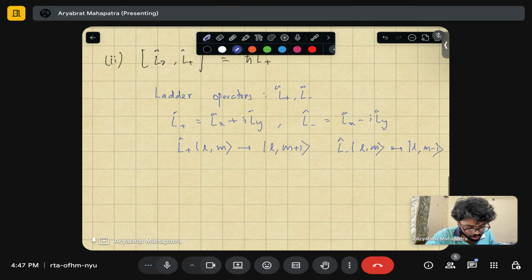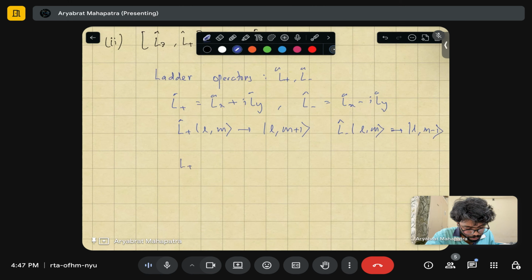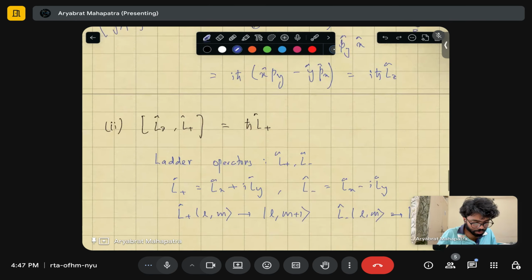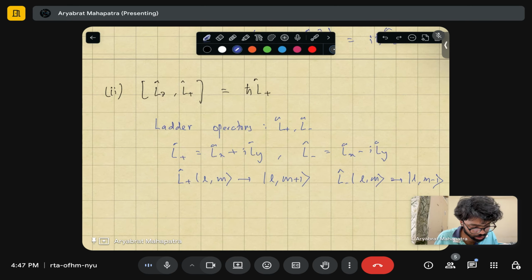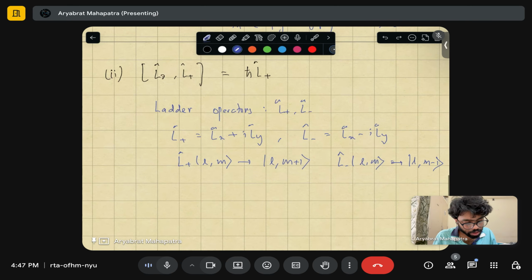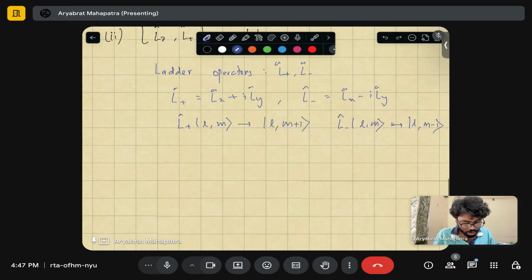So yeah, and there are other things, like L plus on Lm. What you have to show is what happens when LZ and L plus commute. Yeah, they do not commute, rather they give some non-zero commutation. So that is what you have to prove.